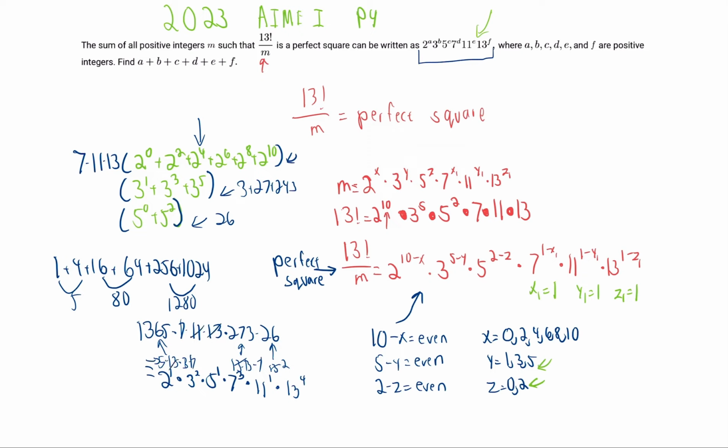So that sum is going to be 1 plus 2 plus 1 plus 3 plus 1 plus 4. And that turns out to be 12. So notice that this problem is for the AIME I, so you'd write 0, 1, 2. And that's our final answer.